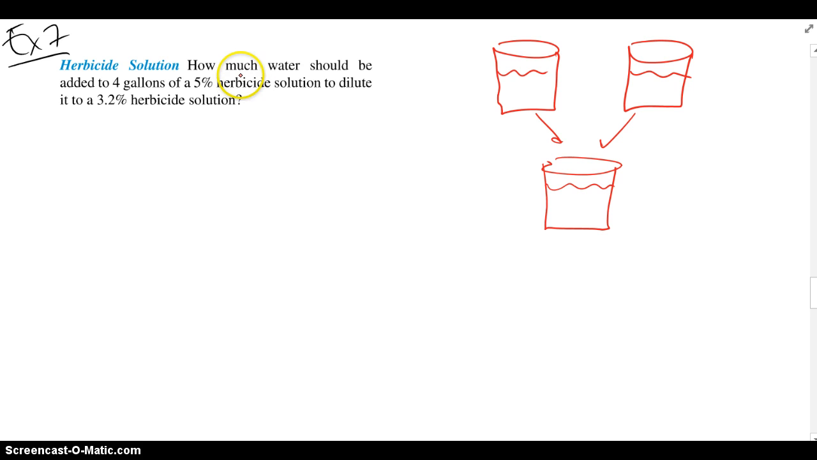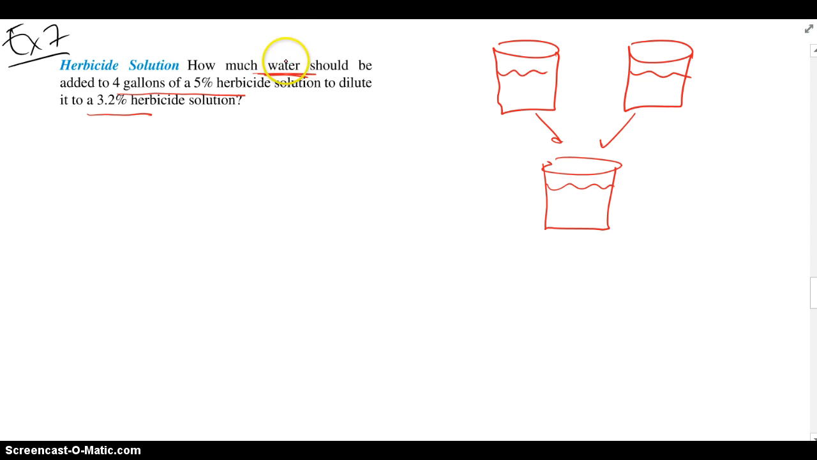Example 7: how much water, this is important, should be added to 4 gallons of a 5% solution to dilute it to a 3.2% solution. So the key thing, remember, is what is the final percentage of the solution I need? How much water should be added to 4 gallons of a 5% to dilute it to a 3.2%.